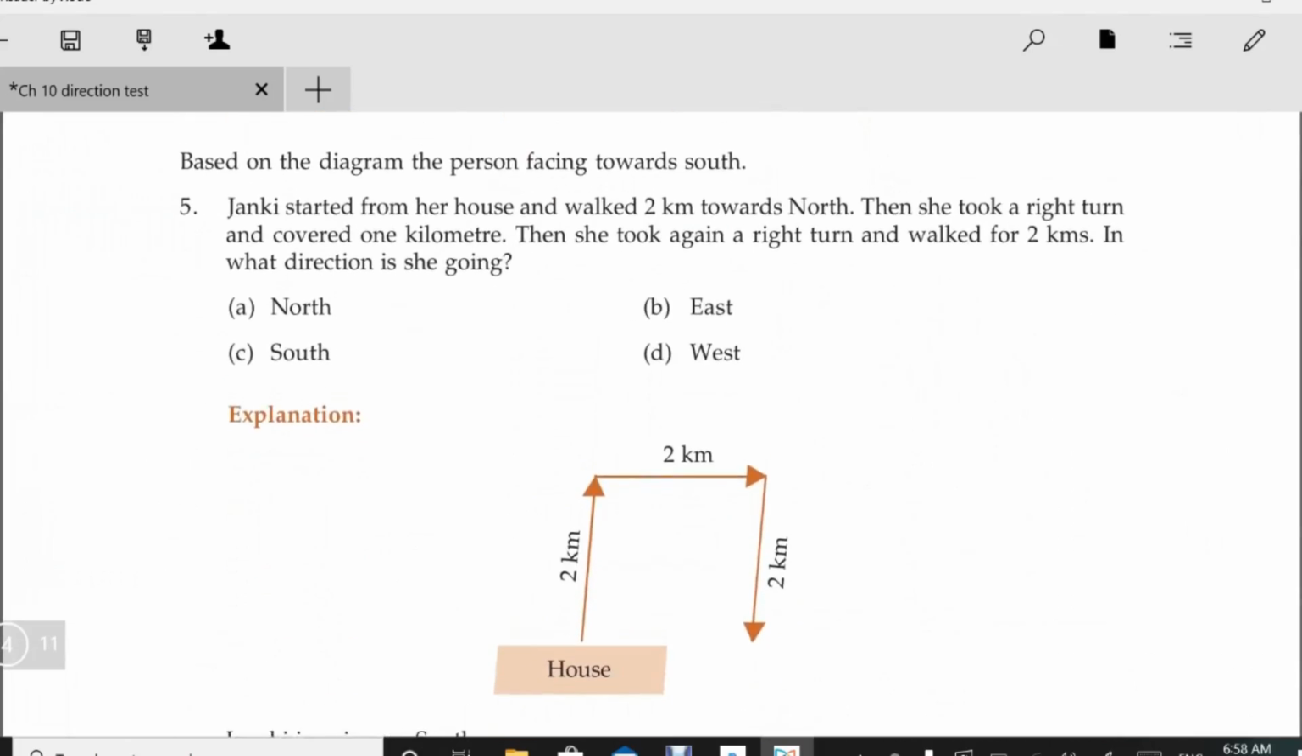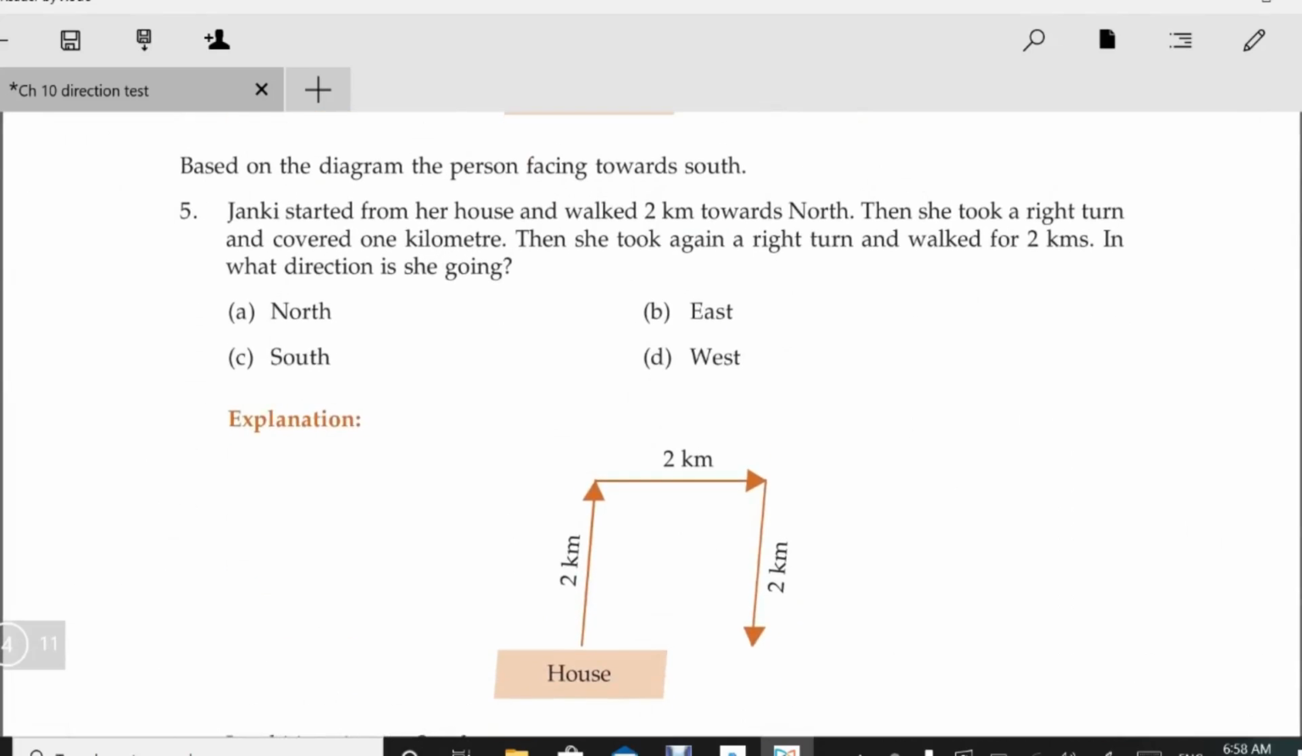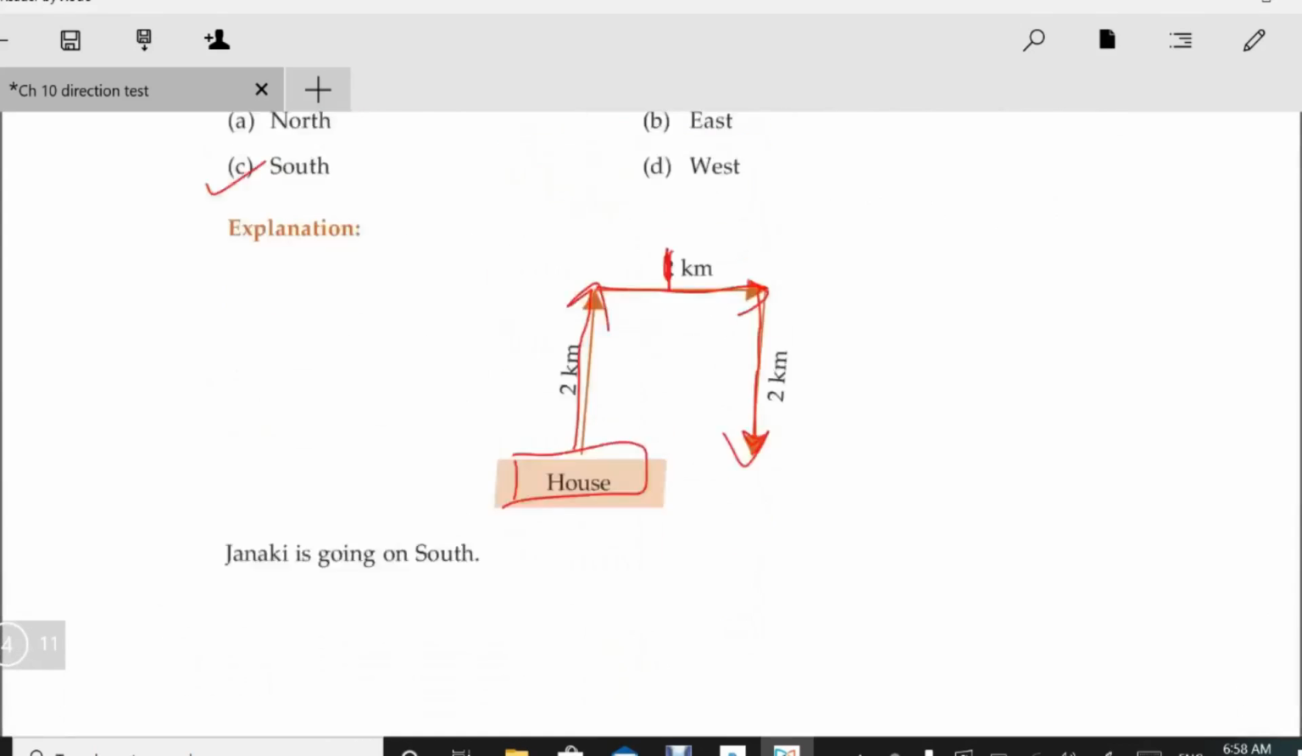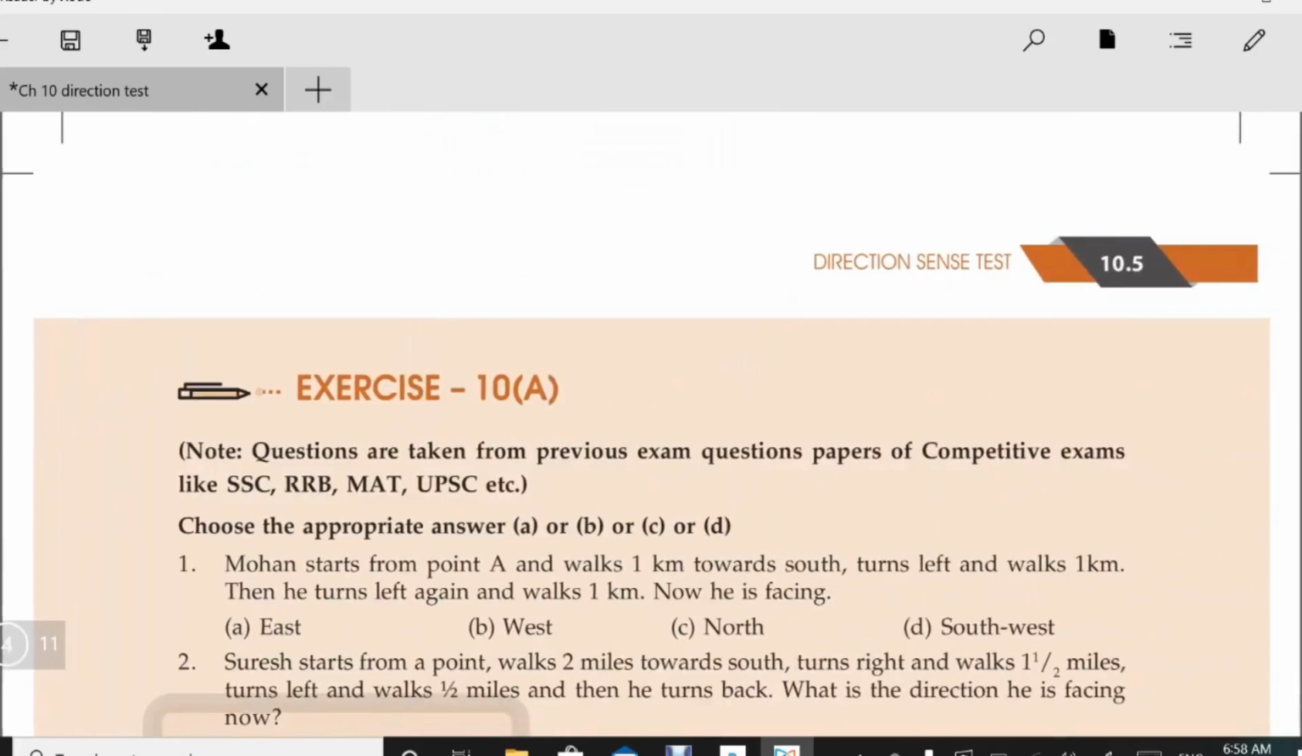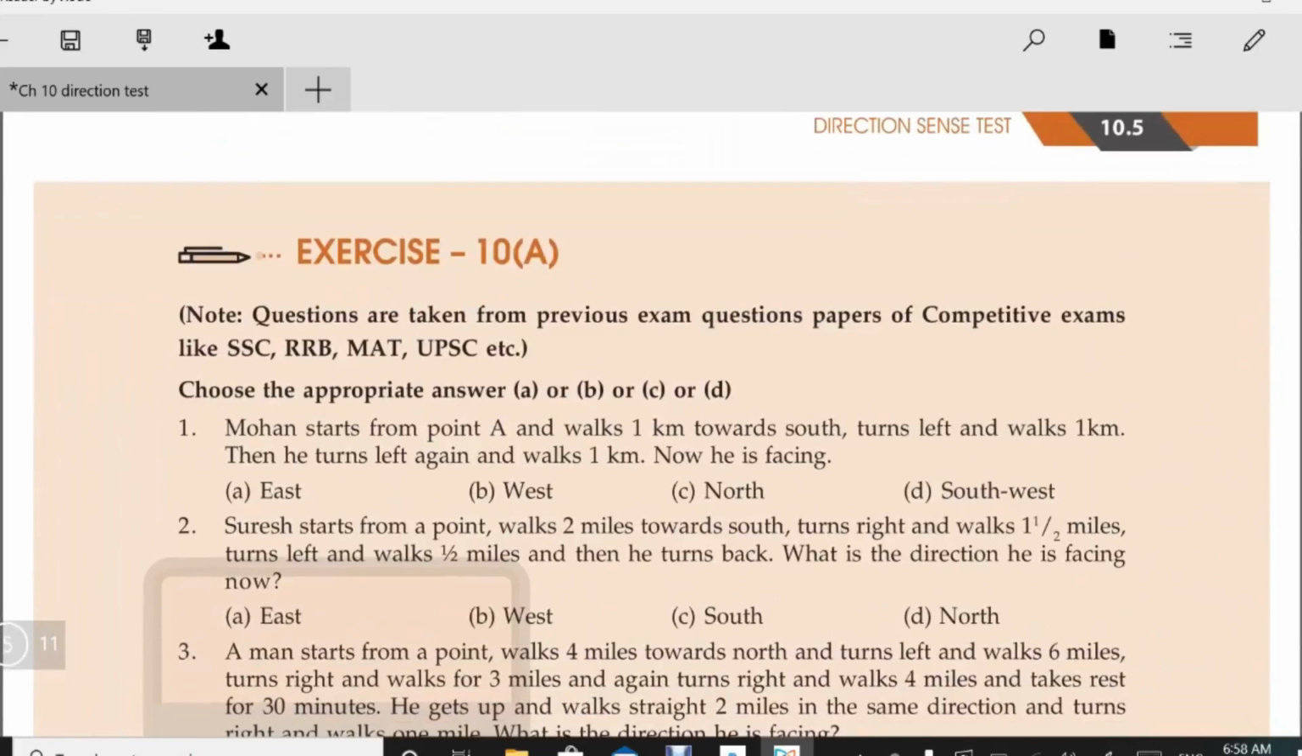Example number 5. Janki started from her house and walked 2 kilometers north. Then she took a right turn and covered 1 kilometer. Then she took again a right turn and walked 2 kilometers. Very good. In what direction is she going? She's obviously going south. See, she's facing south, no? So she's going south. Okay? Yes. So that is the end of the solved examples. Now let us begin with the exercise.